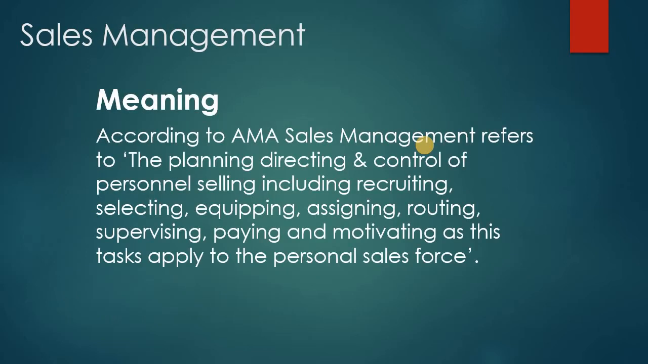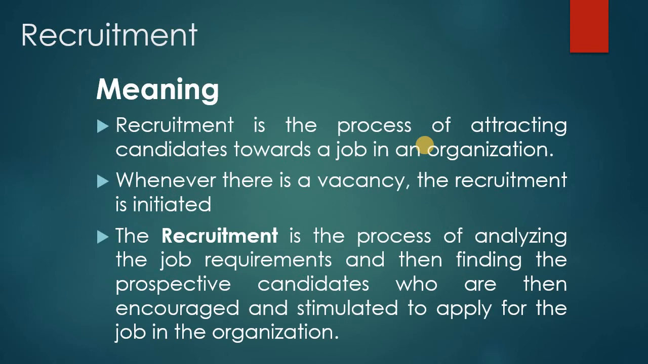What is the meaning of sales management? According to the American Marketing Association, sales management refers to the planning, directing and control of personal selling, including recruiting, selecting, equipping, assigning, routing, supervising, paying and motivating, as these tasks apply to the personal sales force.